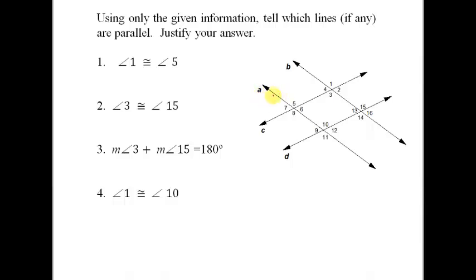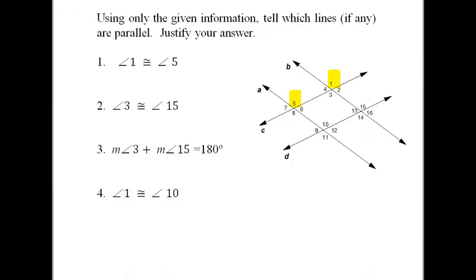Okay, we're going to use only the given information, and we're going to tell which lines are parallel from that given information. So we have lines running this way, A and B. We also have C and D lines, but let's take them one at a time. Okay, our first one is angle 1. I'm going to highlight that, and we're told that angle 1 is congruent to angle 5.